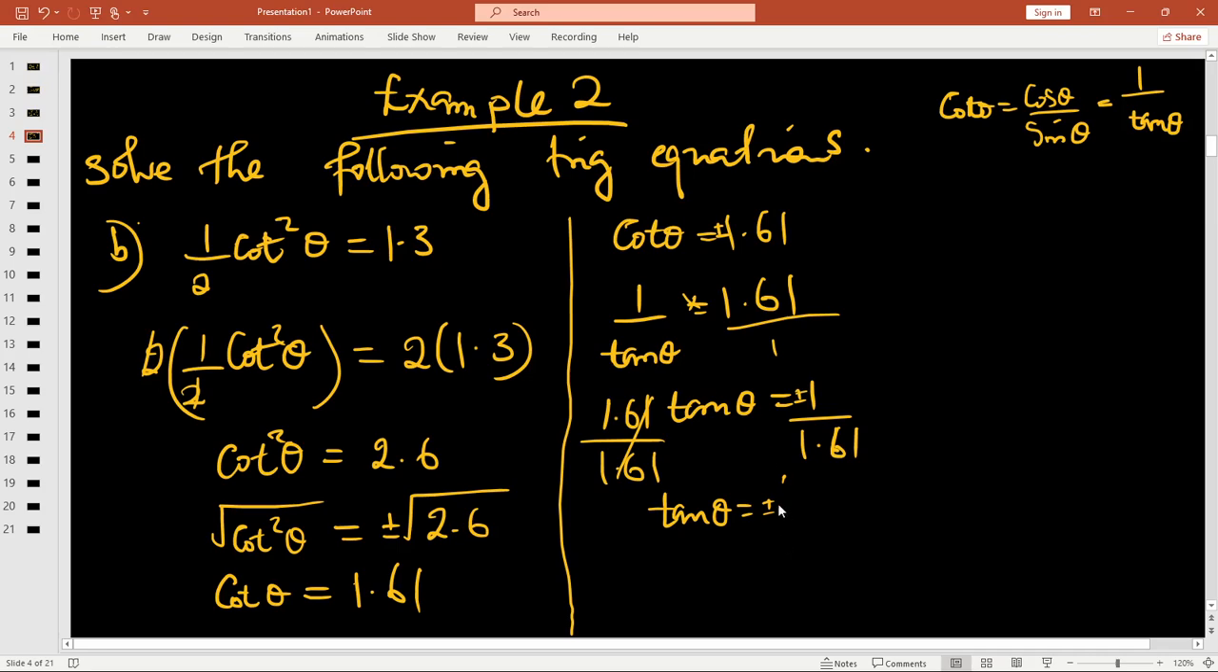So we have plus or minus 0.620 like this here. Now, this simply tells us that we're going to have solutions in all the 4 quadrants because we have plus or minus in front of the number that we have here. So theta there is equal to tan inverse of 0.620.